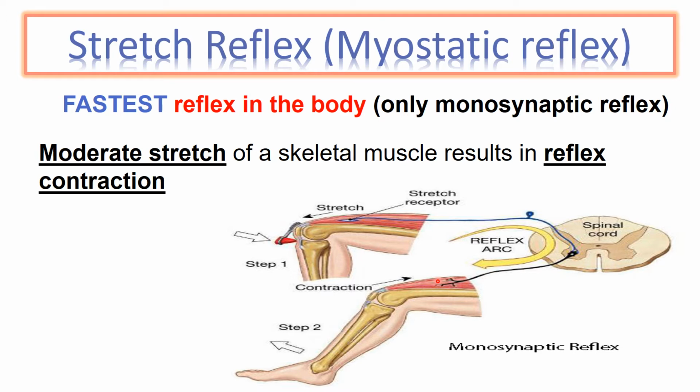So in the stretch reflex, when moderate stretch of the muscle occurs, it will result in reflex contraction. Stretching, elongation of the muscle will be reacted against by the muscle by contraction. When you stretch the muscle, it reacts by contraction. That's what we call the stretch or myostatic reflex. Okay?